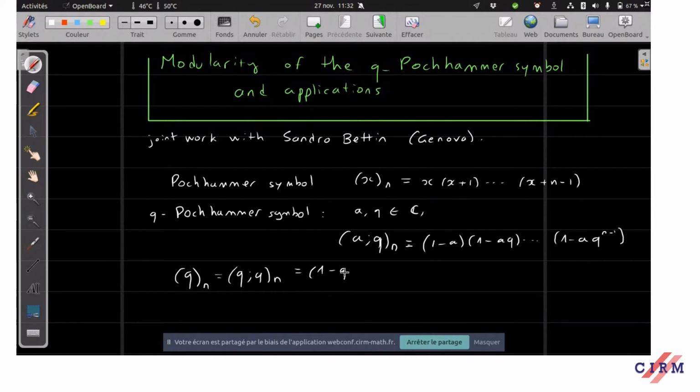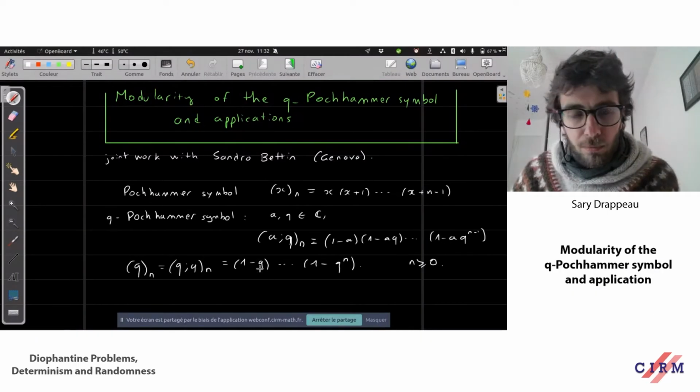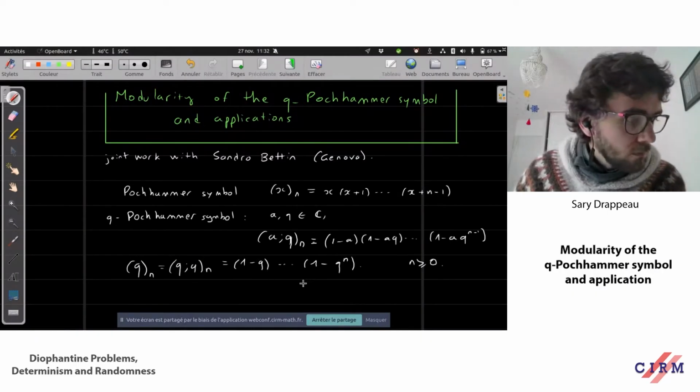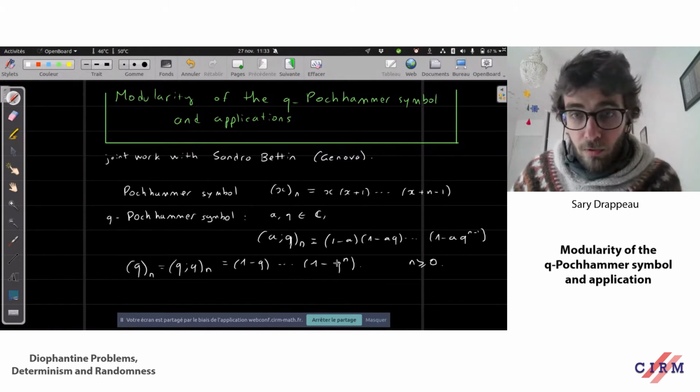So (q;q)_n is the product of the powers 1 minus q, ..., 1 minus q to the n. Here n is an integer greater than or equal to 0. If n is 0, this product is empty, it's equal to 1. And q can be anything, of course.